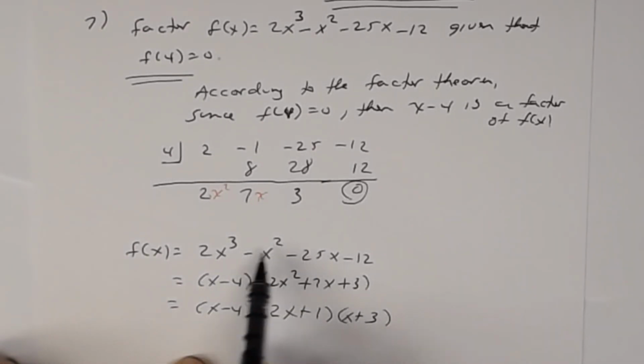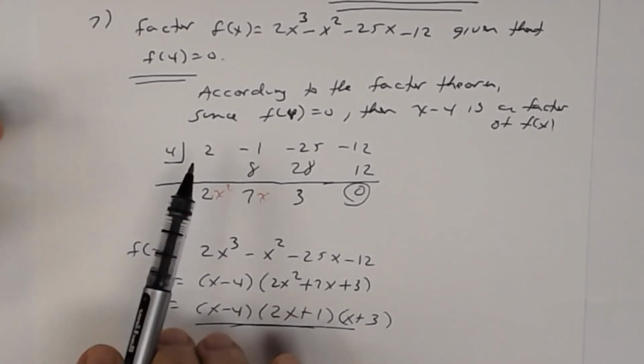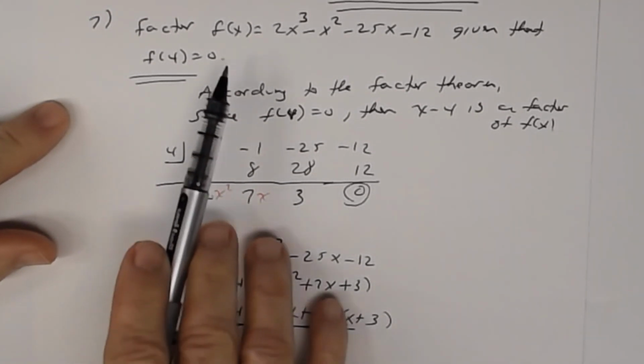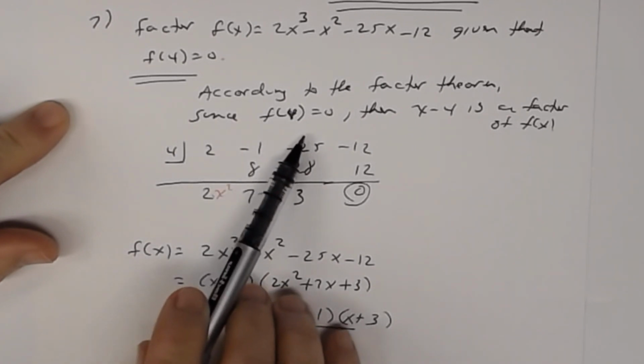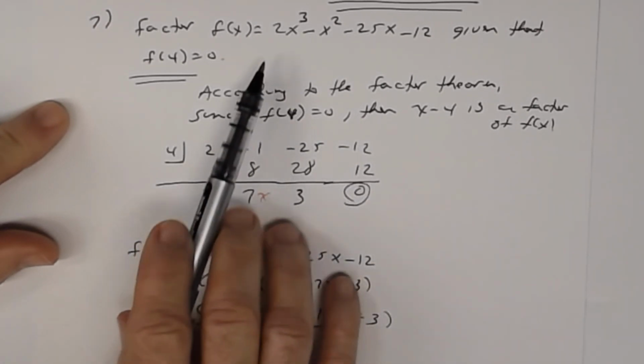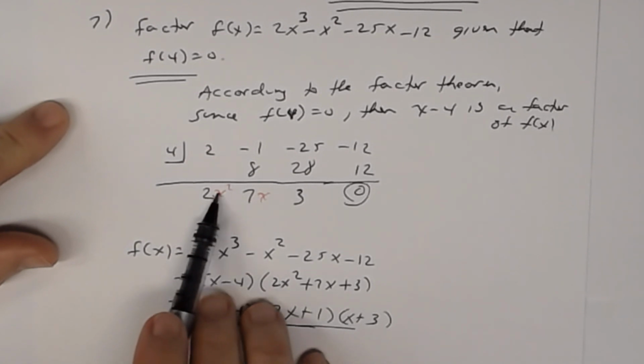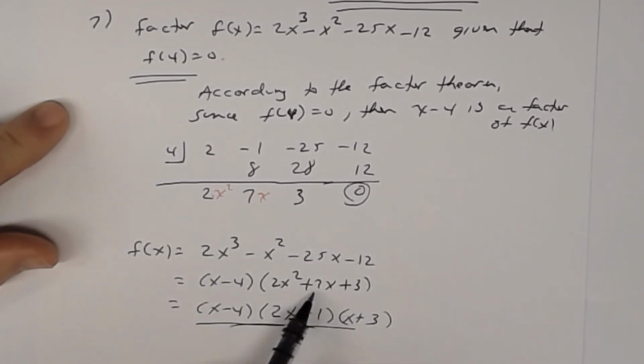So this polynomial can be written as a product of these factors. And so I use the factor theorem. Given that f of 4 is 0, then x minus 4 is a factor. So I use synthetic division to rewrite this polynomial into a simpler polynomial: 2x squared, 7x, and 3. Okay? And then you factor that further and you're done.